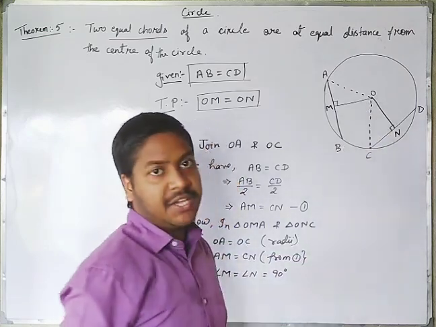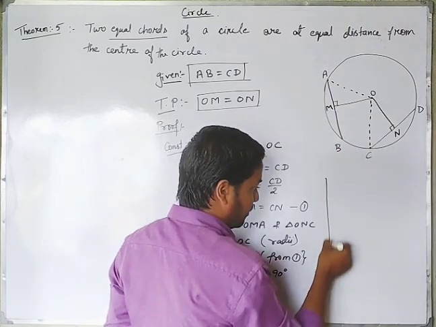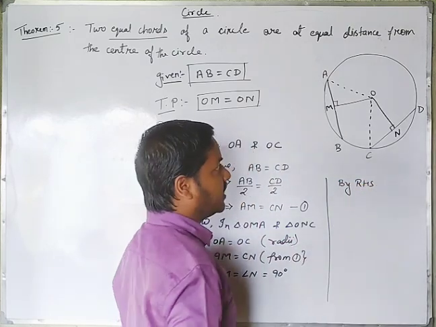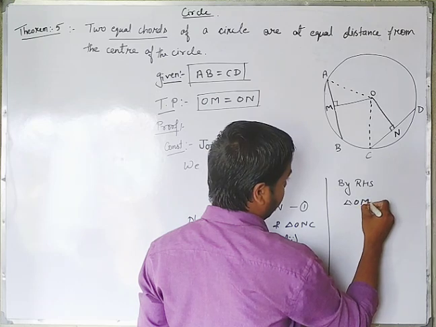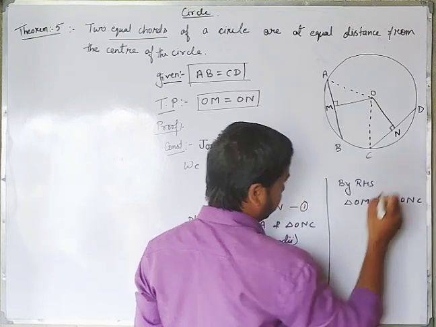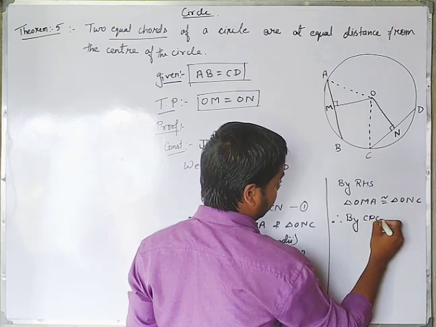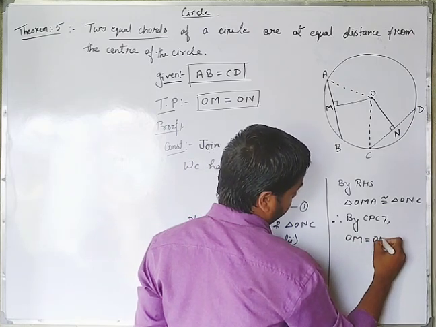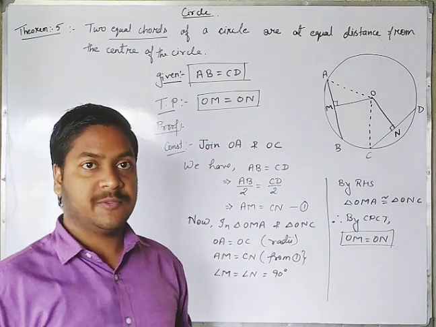Opposite the 90 degree is the hypotenuse, and one side is here. So we can say by RHS both the triangles are congruent. So we will write triangle OMA is congruent to triangle ONC. If these two triangles are congruent, therefore by CPCT, what can we say? OM is equal to ON. That is what we needed to prove. This is our fifth theorem.